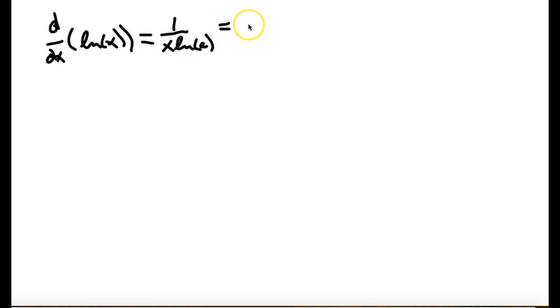We know the derivative of natural log of x. The derivative of any log is the derivative of the inside over the inside itself times the natural log of the base. So here, remember, the inside is x, so the derivative of x is 1 over the inside times the natural log of the base. The base here of a natural log is e, but the natural log of e is just 1. So I can say that the derivative of the natural log of x is just 1 over x.